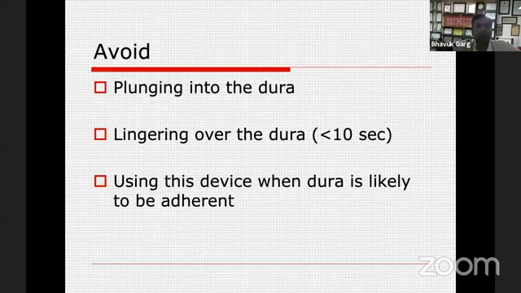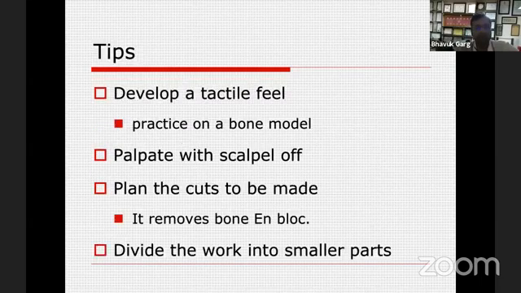One has to avoid plunging into the dura because if there is undue force on the dura, it can damage the dura. One should avoid lingering over the dura for more than 10 seconds. And one has to be very careful when using this device when the dura is likely to be adherent. There are techniques, I'm sure we can discuss them. When the dura is adherent, you have to use this device very carefully.